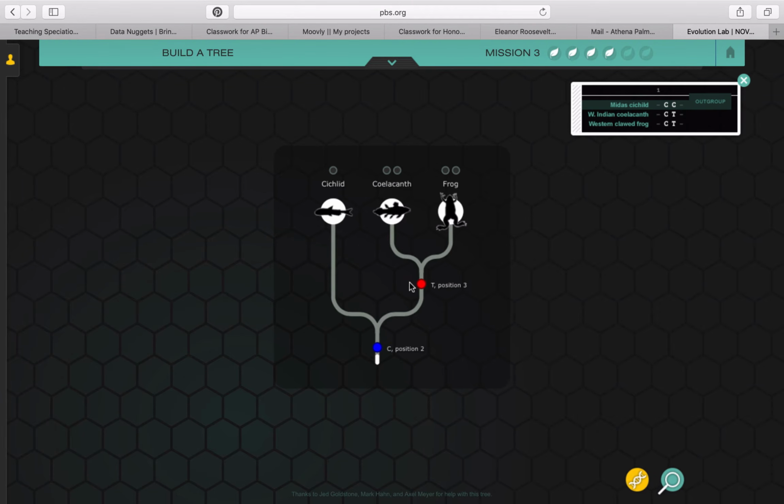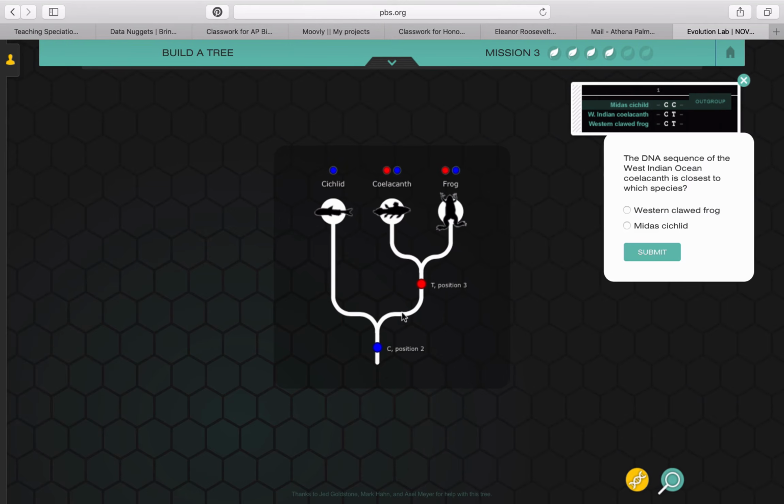And then over here, they have T in position 3. So after this branching event, some sort of mutation occurred, and we had a thymine in position 3 instead of a cytosine. So according to this sequence, it appears that the western clawed frog is more related to a coelacanth here.